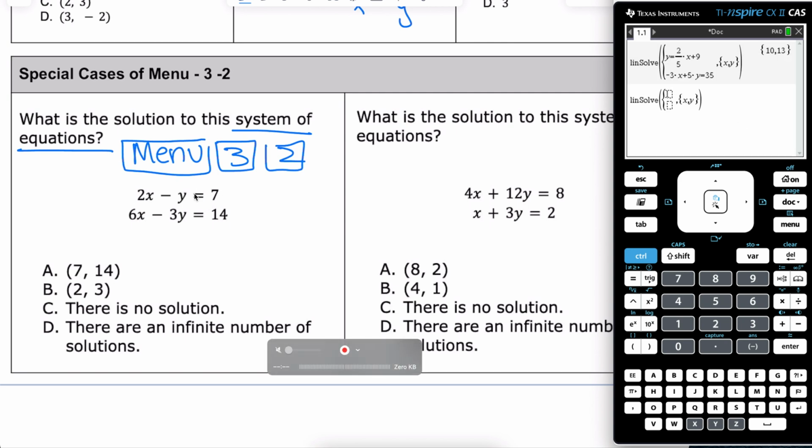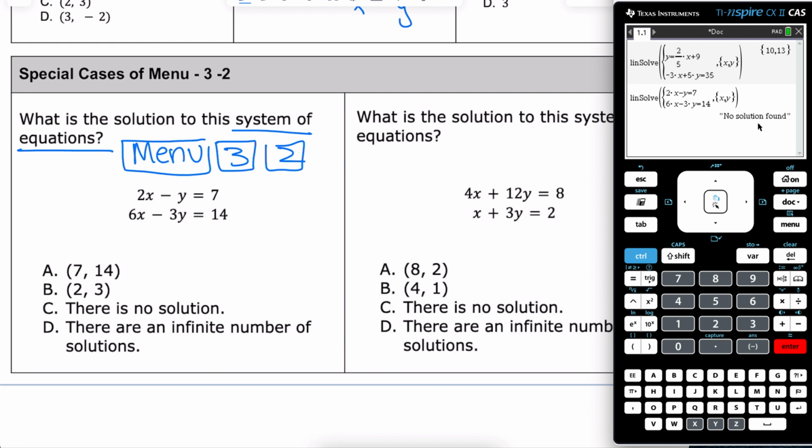Now we're going to take this first equation and stick it right in this first box. 2x minus y equals 7. We're going to go down to the second box, type the second equation. 6x minus 3y equals 14. Enter. And it says no solution found.